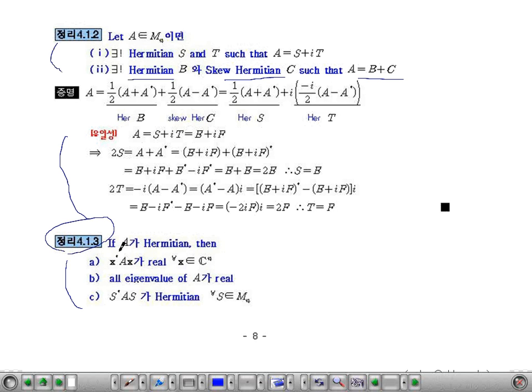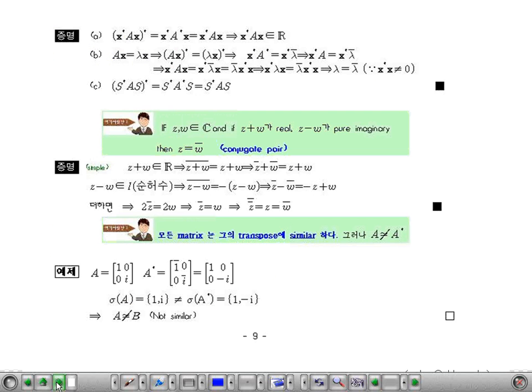And this is for the Hermitian: x star Ax is real for every n-dimensional vector x, all eigenvalues of A are real, and S star AS is Hermitian for every matrix S. Actually, one of your midterm exam problems is just a special case of this theorem. So you should be able to deal with it, because the proof is so simple, like you see here, and you have learned it already. But actually, it was a problem of elementary linear algebra level, not graduate.